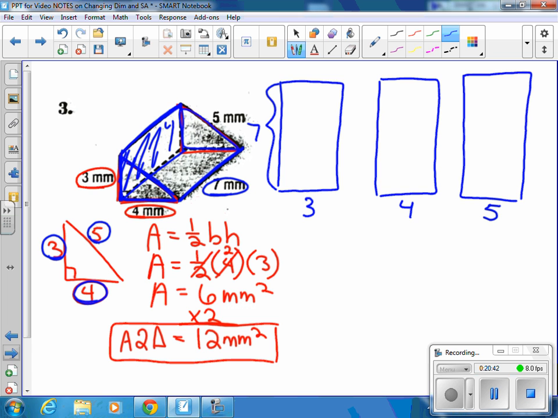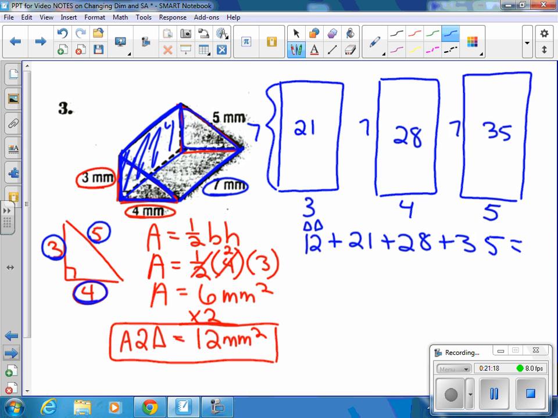Now again, we've done so much of our finding area of a rectangle, so it's pretty easy. We're just going to do the multiplication. 3 times 7 is 21. And then 4 times 7, this was 7 and this is 7. 4 times 7 is 28. And 5 times 7 is 35. So I have each of my rectangles represented, and I have my two triangles represented. I'm going to add them all up. That means I have 12, because that's my two triangles right here, plus my first rectangle, plus my second rectangle, plus my third rectangle. And when I do that math, I wind up with 96 millimeters squared.